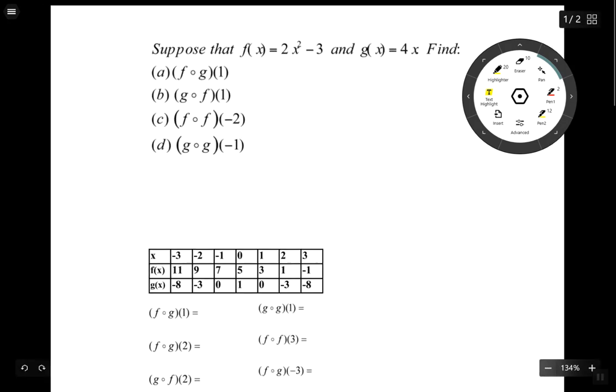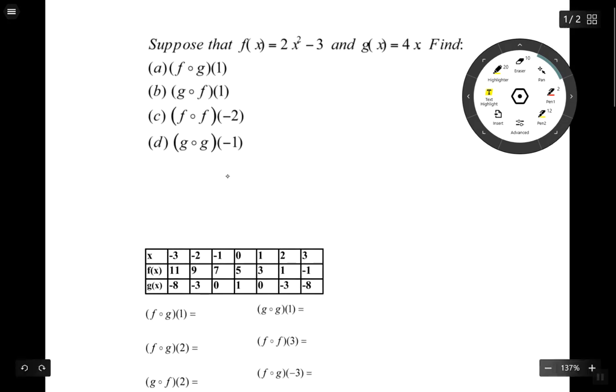Awesome. All right, today we do composites. And it's this weird notation.